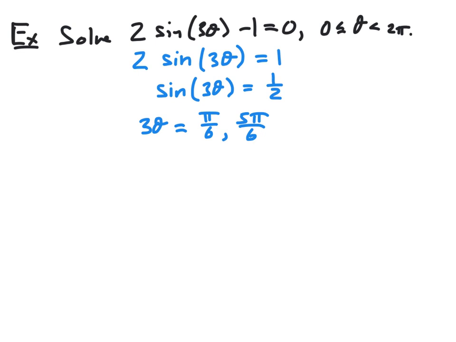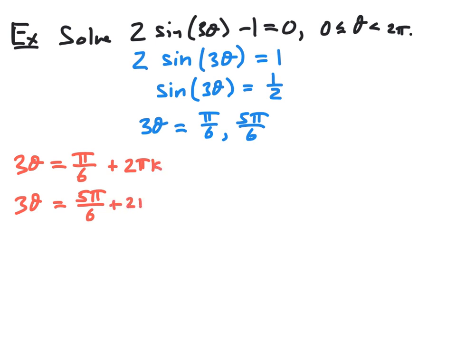But before we do, in order to make sure we get all of the angles theta that work, we need to actually write down the formulas for all angles, not just those between 0 and 2 pi. And so in order to do that, we take each of these, pi over 6 and 5 pi over 6 respectively, and add all multiples of our period to each. So 3 theta equals pi over 6 plus 2 pi k, and 3 theta equals 5 pi over 6 plus 2 pi k.